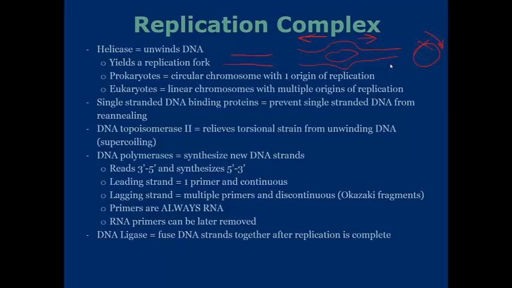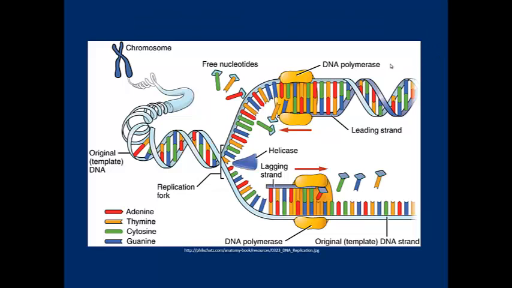The primers noted are always going to be RNA, so make sure you're aware of that, and these primers are later removed and replaced with DNA. DNA ligase is what fuses the DNA strands together after the replication is complete. If you remember from lecture 2, you'll remember that ligase enzymes will join 2 large molecules together. So here's one at work. Here's a diagram listing what this sort of complex is going to look like. If you see something that's discontinuous, you can obviously note that that is going to be the lagging strand, whereas the leading strand is going to have a continuous setup.